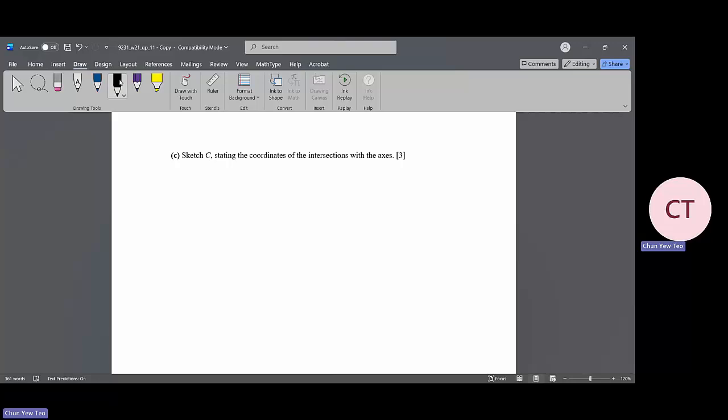It's time to sketch the graph. But before we sketch a graph, we need to find the coordinates of the intersections with the axis. That means when x is 0, what is your y? So your y will be 5 over 4. Okay, so you will get this point. That is your intercept. We call this one the y-intercept.